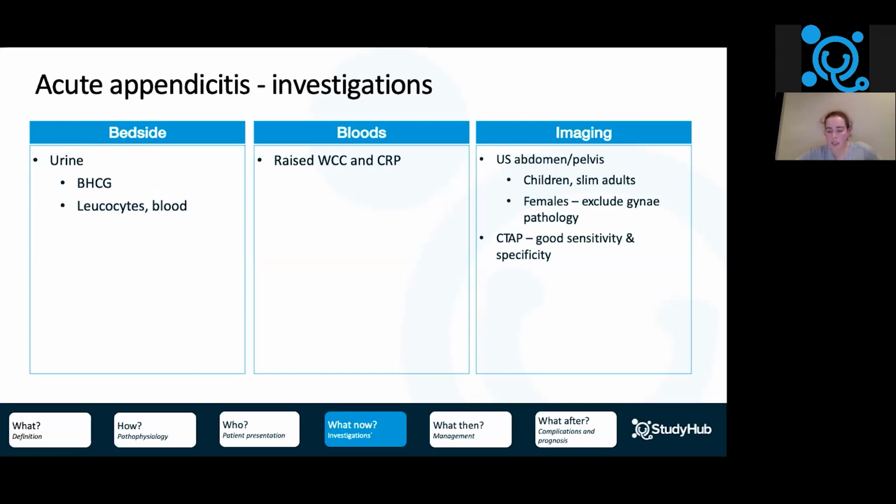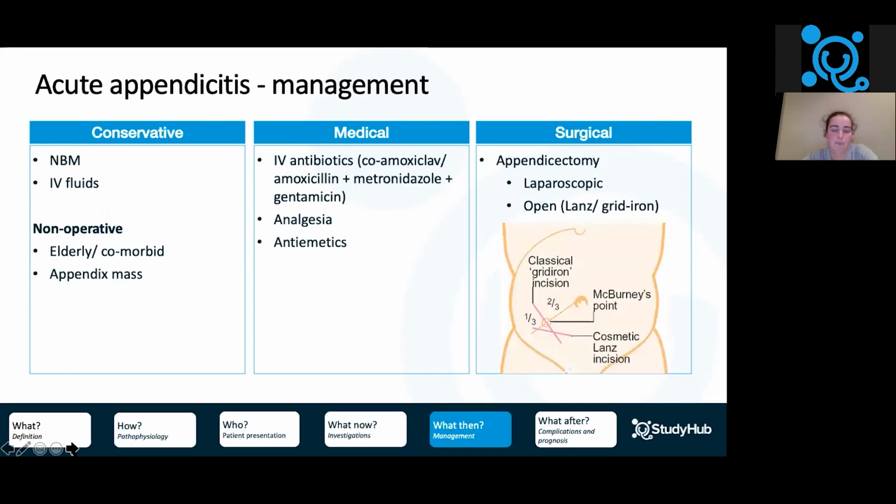Not every patient needs imaging, so often you can make the diagnosis clinically, but sometimes an ultrasound abdomen and pelvis can be useful in children or slim adults, and in females to exclude gynae pathology. If there's any doubt, or especially in older patients, we can do a CT abdo-pelvis, which is a sensitive and specific test. In terms of management, this can be conservative, medical, and surgical.